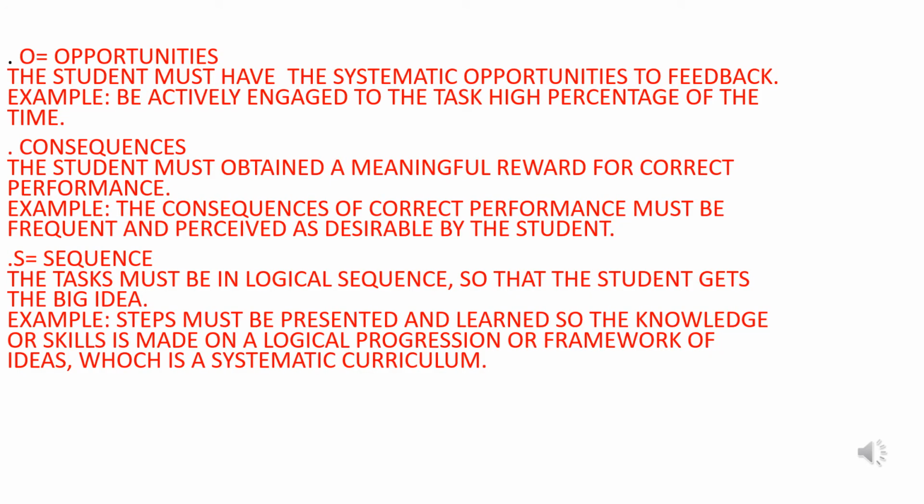Opportunities. Number three, the student must have the systematic opportunity to feedback. For example, we actively engage in the task a high percentage of the time. Number four, consequence. The student must obtain a meaningful reward for correct performance. Example, the consequence of correct performance must be frequent and perceived as desirable by the student.